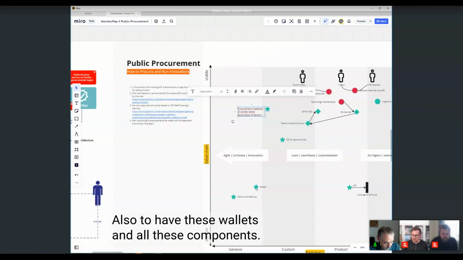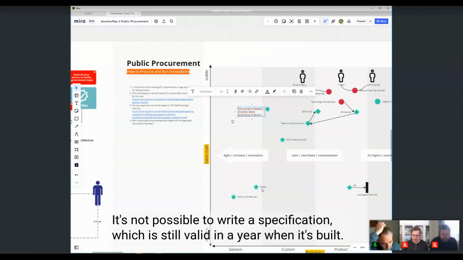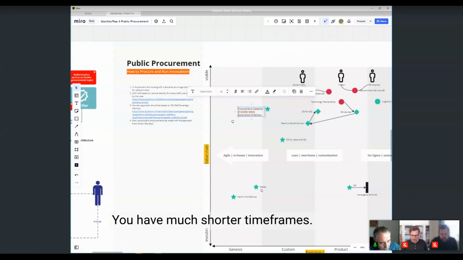Also, to have these wallets and all these components, it's not possible to write a specification which is still valid in a year when it's built. This is not possible. You have much shorter time frames.